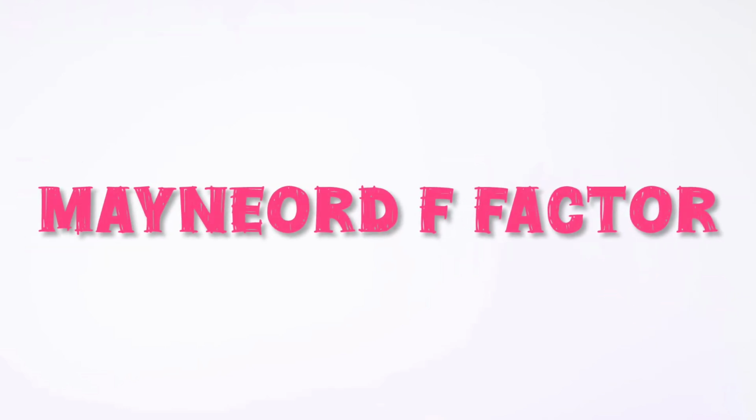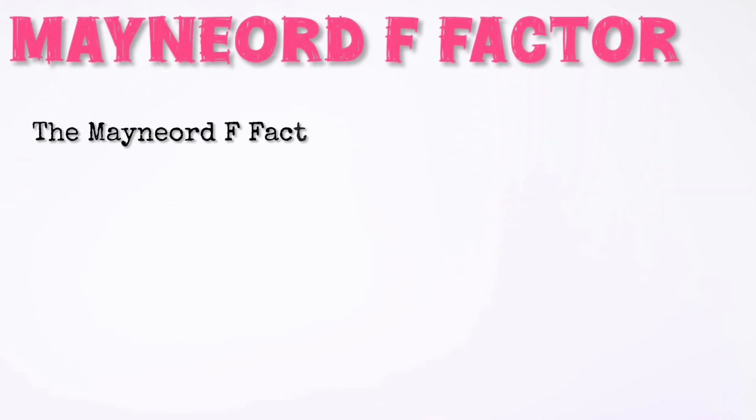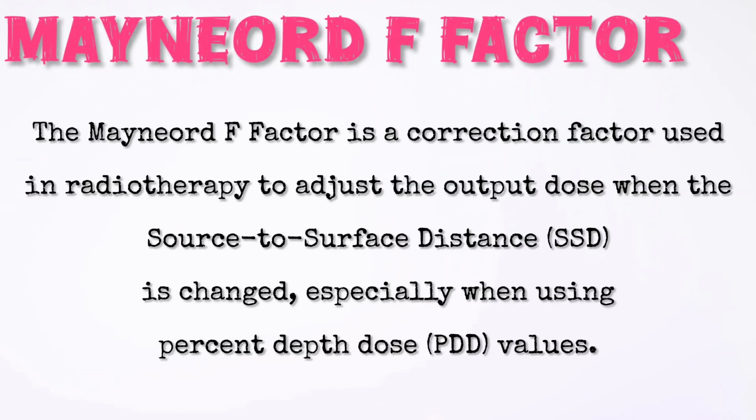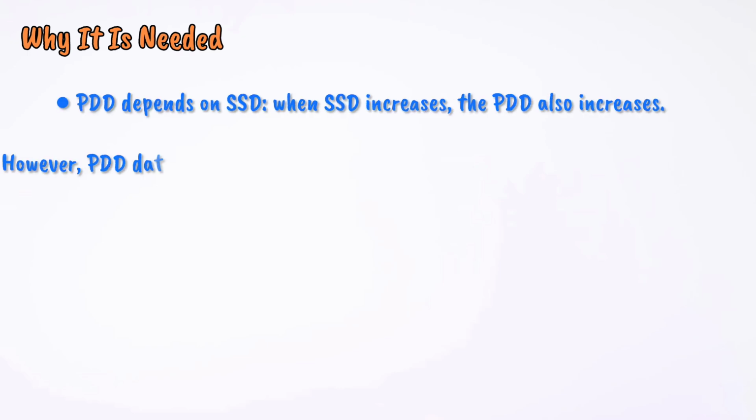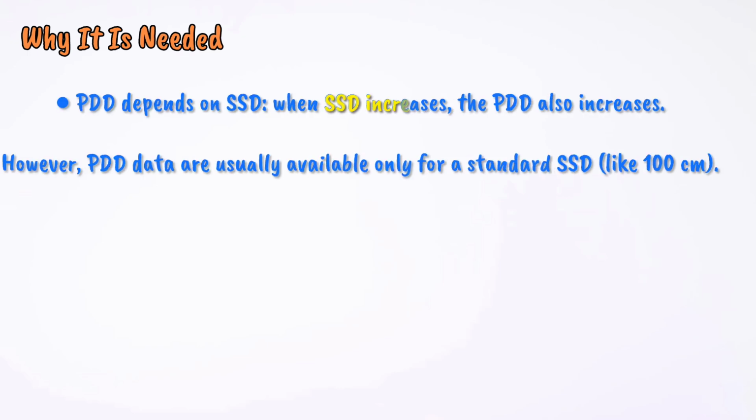Let's discuss Maynard F factor. The Maynard F factor is a correction factor used in radiotherapy to adjust the output dose when the source-to-surface distance, SSD, is changed, especially when using percent depth dose, PDD, values. Why it is needed. PDD depends on SSD. When SSD increases, the PDD also increases. However, PDD data are usually available only for a standard SSD, like 100 centimeters.